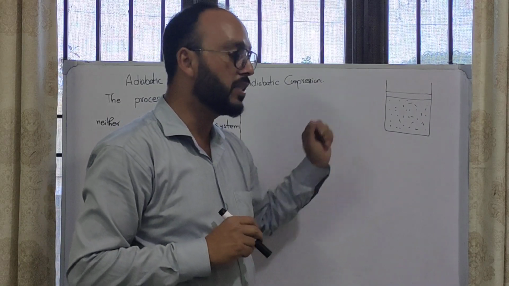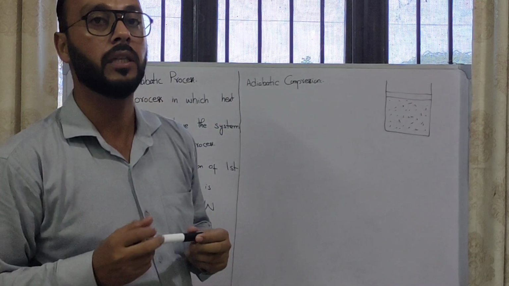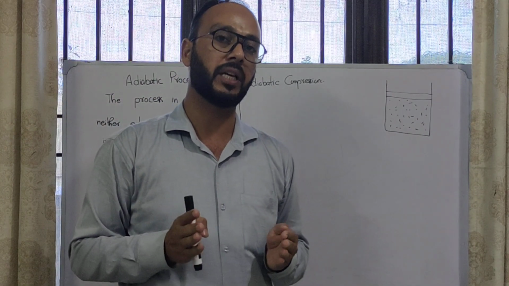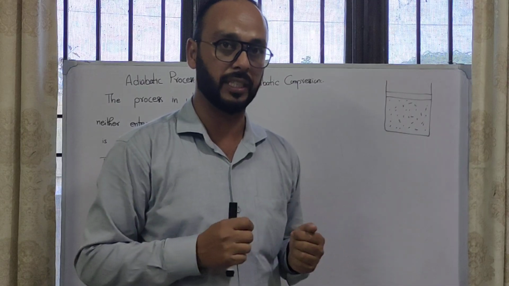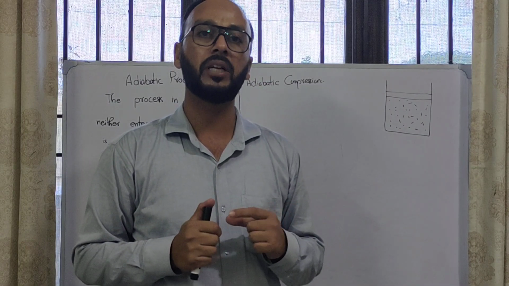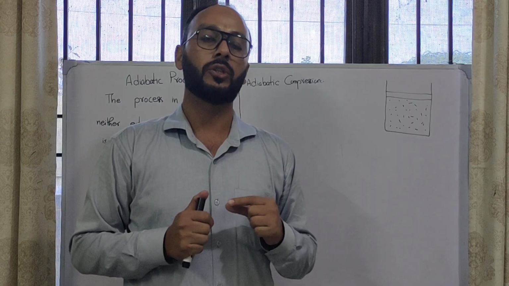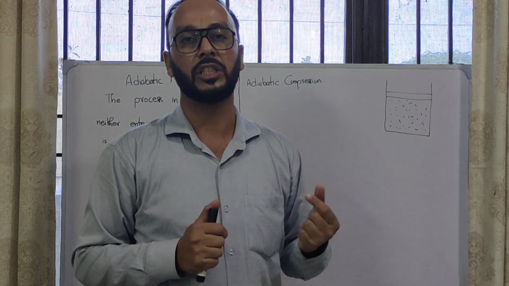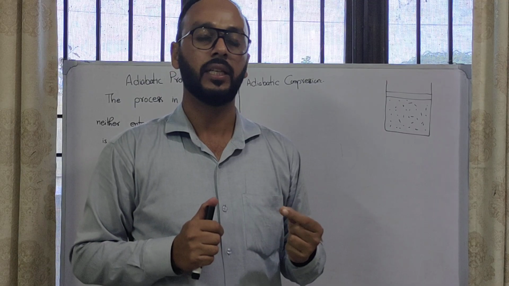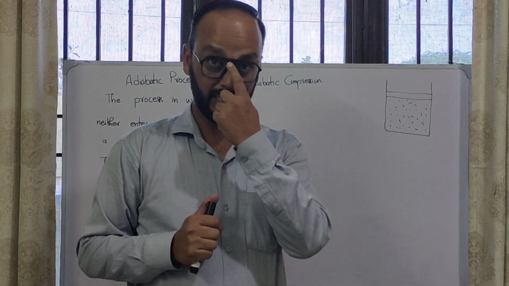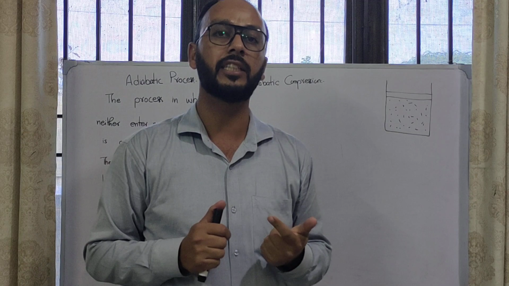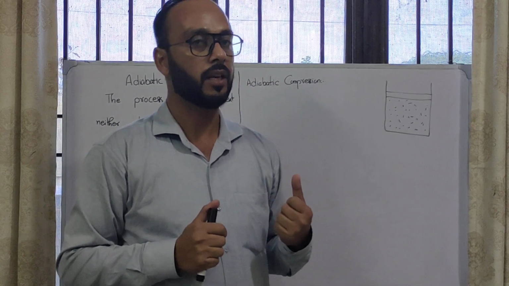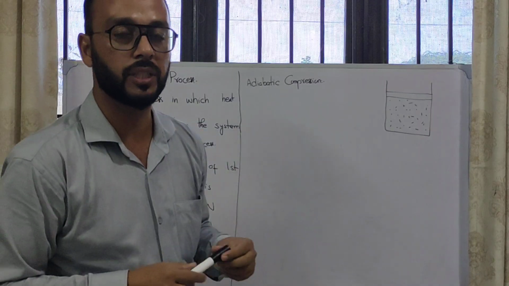When the volume of the system decreases, what happens? The gas molecules become closer to each other. When gas molecules become closer to each other, they collide more with each other. Due to their collisions, their average kinetic energy or temperature will increase. We can prove this with a mathematical equation.